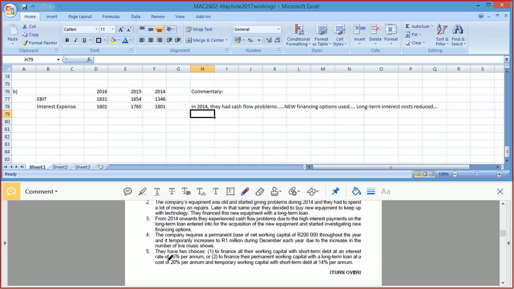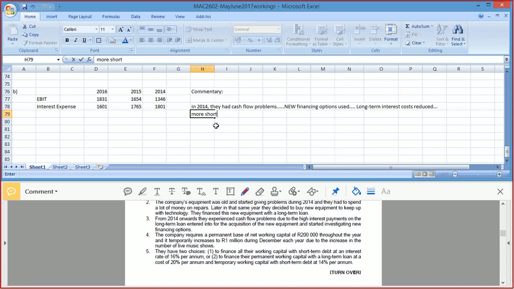Because if you look at the information here, they have two choices: one, finance all their working capital with short-term debt. Notice short-term debt is at an interest rate of 16%. Two, finance their permanent working capital with long-term debt. Long-term debt, you can see, is 20%. So long-term finance is more expensive than short-term finance. You see that? Yes, sir.